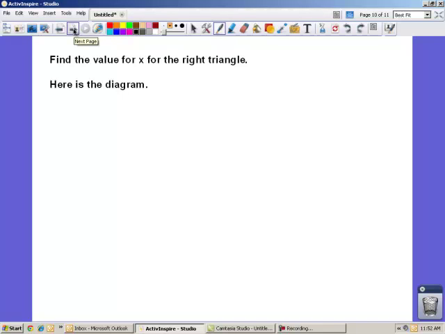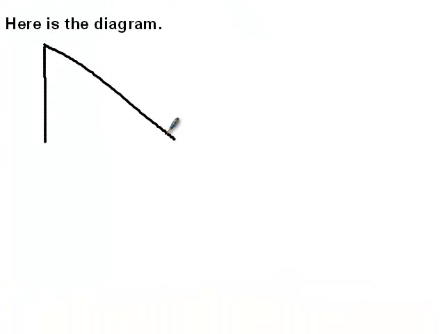All right, what we're going to do is find the value for x for the right triangle. And here's the diagram. You need to copy this down. We have a right triangle. We have an unknown side, a hypotenuse of 8, and a 30-degree angle, which means we're going to use the 30-60. Now, if you look at this, here's our angle that we're looking at. We are given the side adjacent, and we are given the hypotenuse.